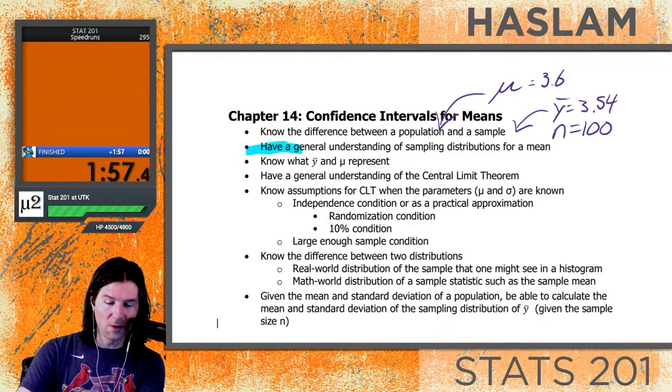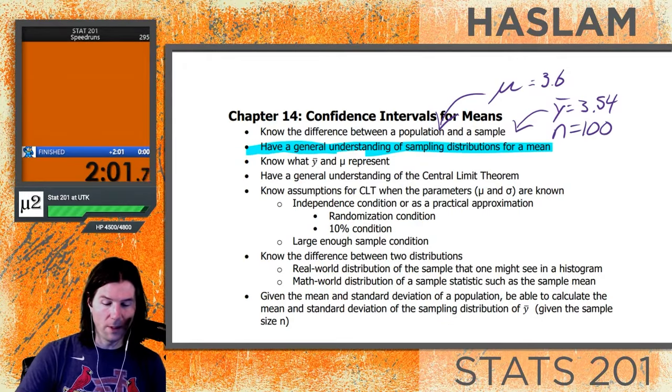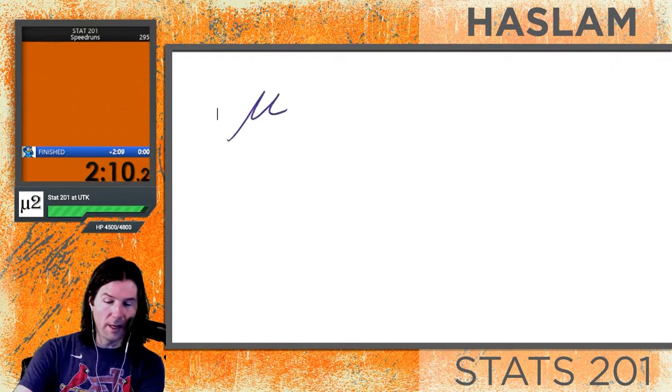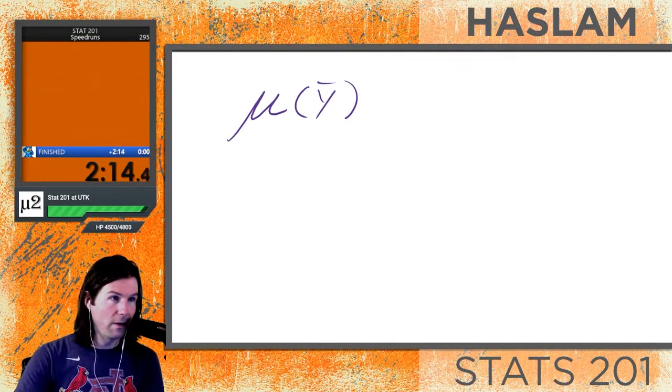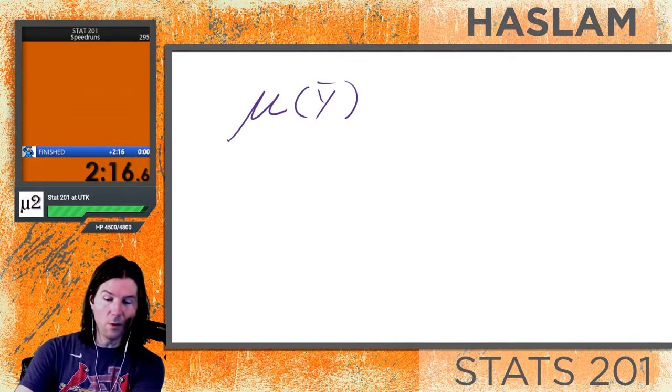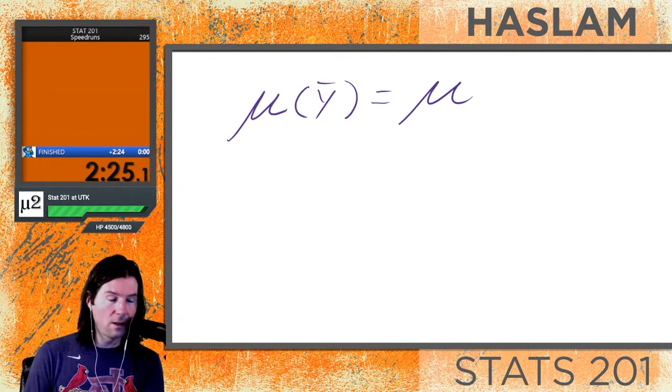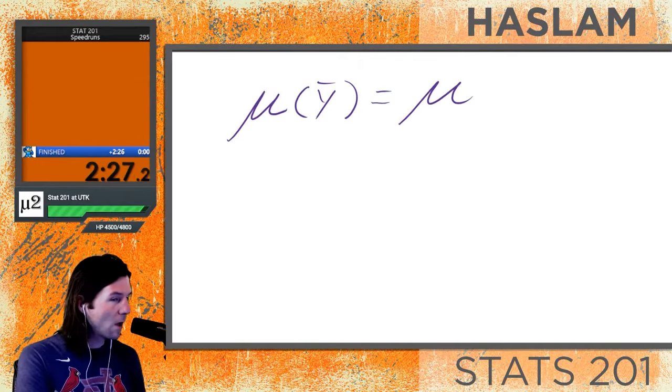It's quite a long chapter. This is a tough one. Have a general understanding of the sampling distribution of the sample mean. Let's start up a new worksheet right here and talk about this. When we have the sampling distribution of the sample mean, we have the idea of what a sample mean would be expected to be, and this is expected right here. This is what the mu stands for. The mean of the sample means, what we expect to see when we take a sample mean, is equal to the true mean. Now let's break down what this means.